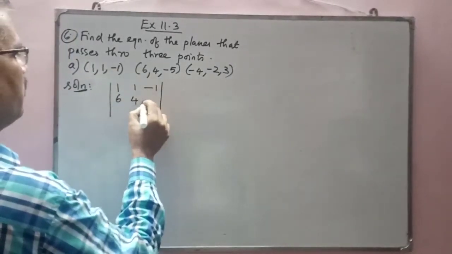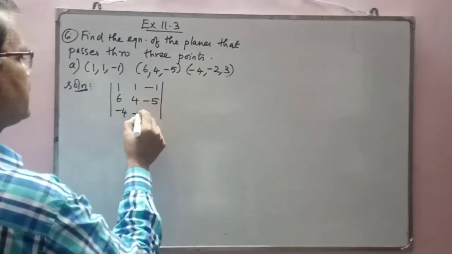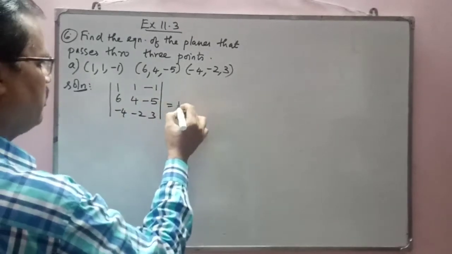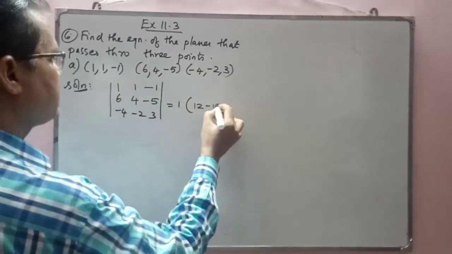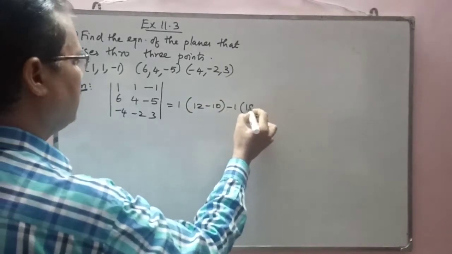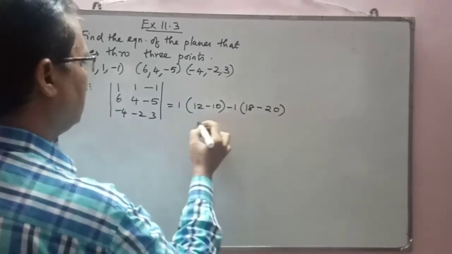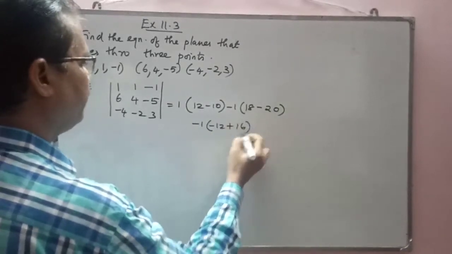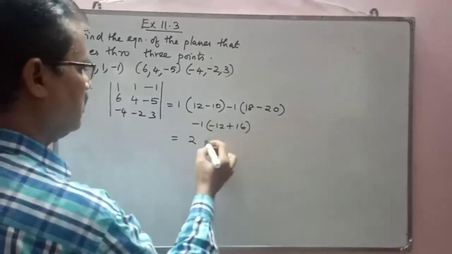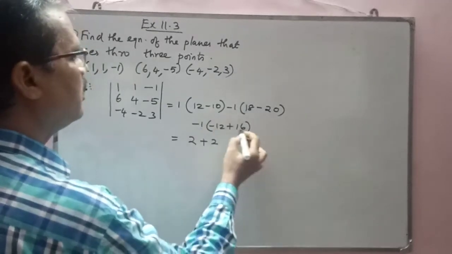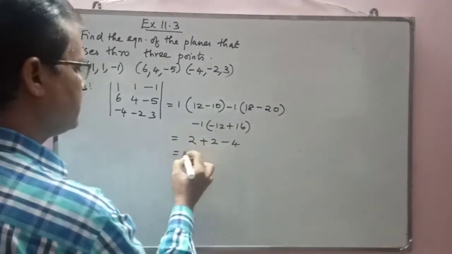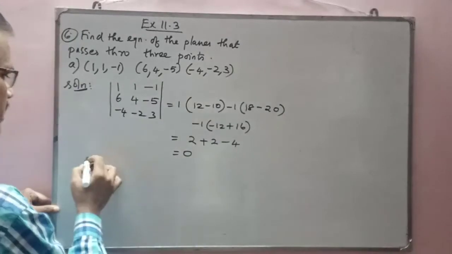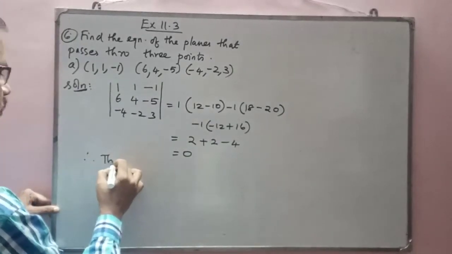6, 4, minus 5, minus 4, minus 2, 3. Let us start. 1, 12 minus 10, minus 1, 18 minus 20, minus 1, minus 12 plus 16, 2, plus 2, minus 4, which is equal to 0. So, the determinant has given 0. Therefore, the points are collinear.